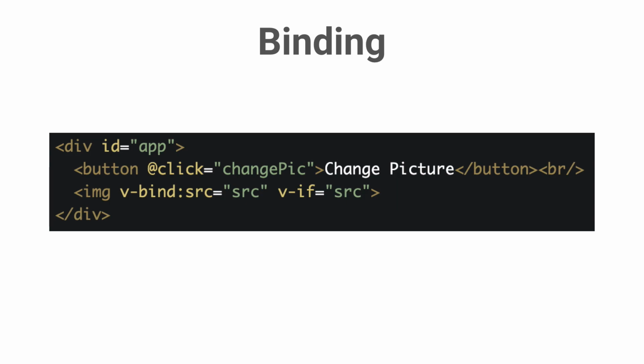Note, here I am using the shorthand version of the v-on click method that we saw in the previous example. Below the button, I have an image element. I'm using the v-bind directive for the source to dynamically change the image that is being displayed. Every time the user clicks the button, the image will change.